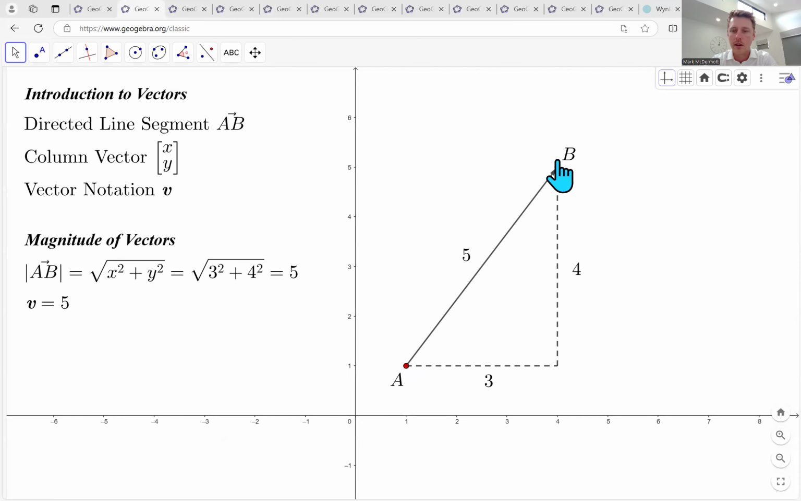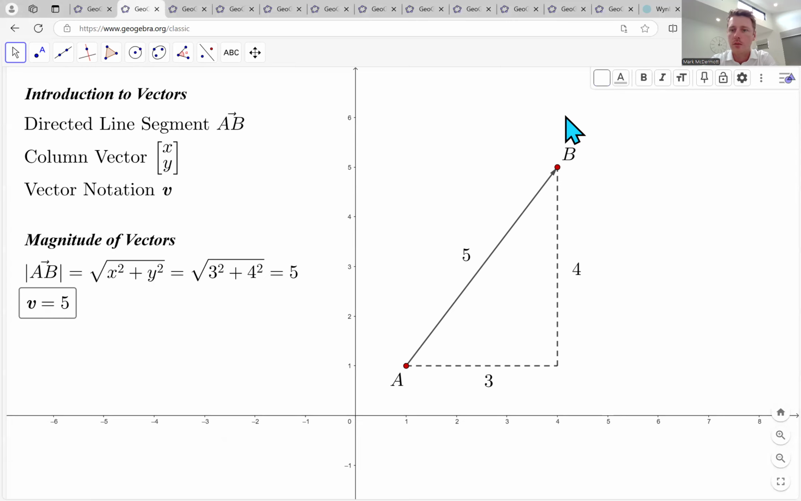I think you would agree that every vector, if it's just got a line, a direction, and a length, then it's going to form a right angle triangle. So we can just use Pythagoras' theorem. So it's going to be the square root of x squared plus y squared, which is the square root of 25, which is just 5. So we would say that the magnitude of the vector is 5.